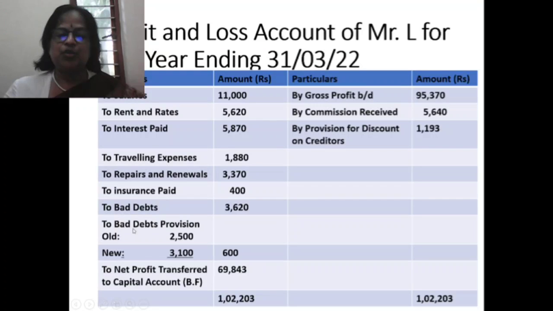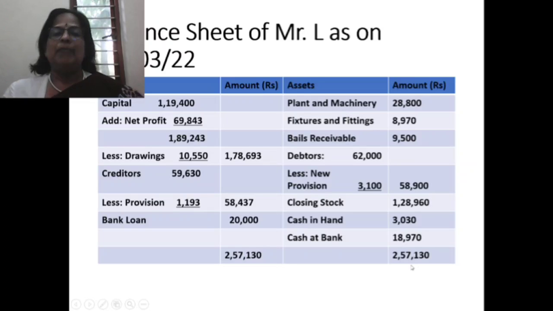Now bad debts provision, as I explained in the last problem also, the old provision you have to remember is 2,500. What is the new provision? It is 3,100. There will always be an increase because the existing provision is not sufficient. That is why they are asking you to provide extra provision. So the difference amount that you have to debit to profit and loss account is 600. So when you calculate net profit, you get 69,843 because credit side is higher. The total of the profit and loss account is 1,02,203.